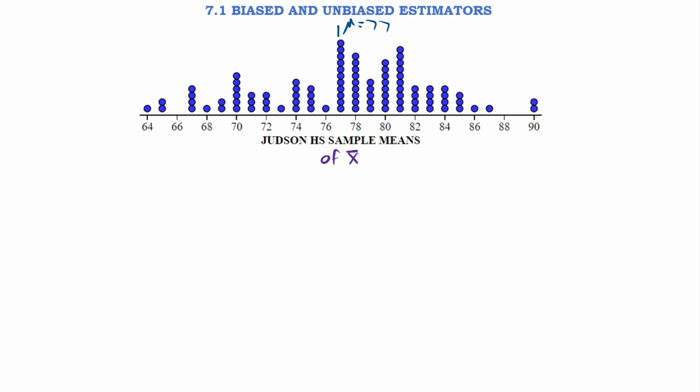So what does each dot on this poster represent? Okay, let's think about it again. What does each dot on this poster represent? Each dot is simply saying this is one mean from a random sample of 5. So one mean from a random sample of 5.